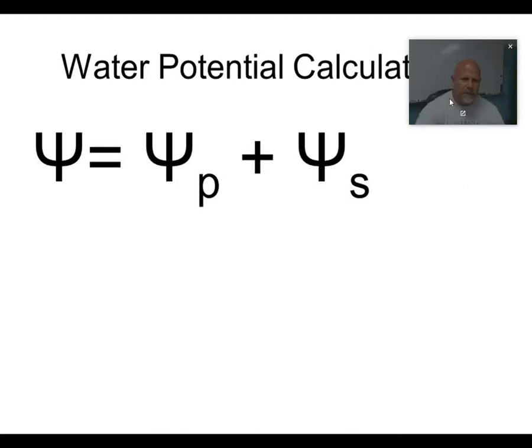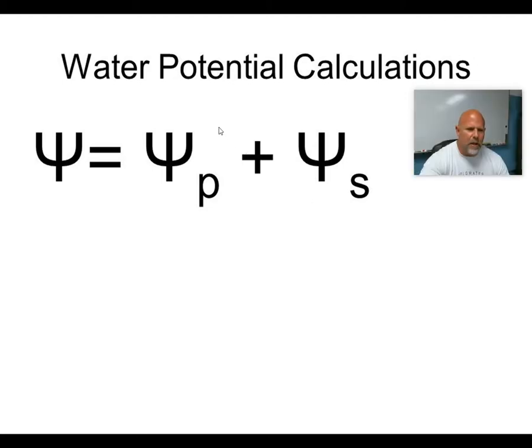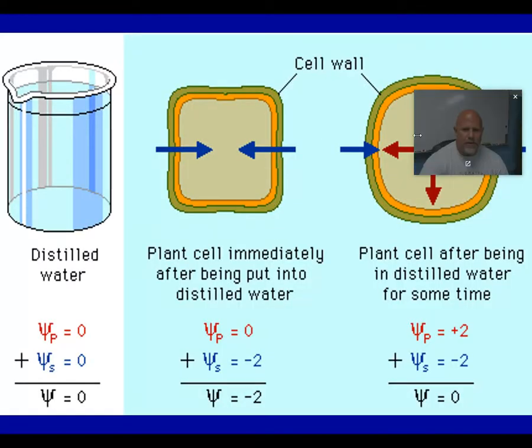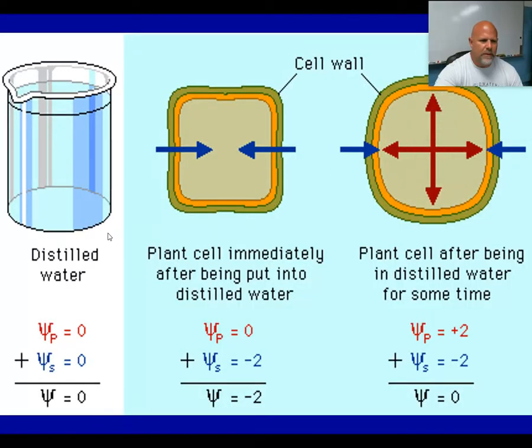Now, let's look at that calculation again. Sometimes pressure does play a role. I'm going to show you an example of that. So here we have distilled water. Okay, it's got a water potential of 0. And I'm going to put a plant cell into the distilled water. Well, initially, the plant cell has solutes in it. Okay, so water is going to want to move into the plant cell.